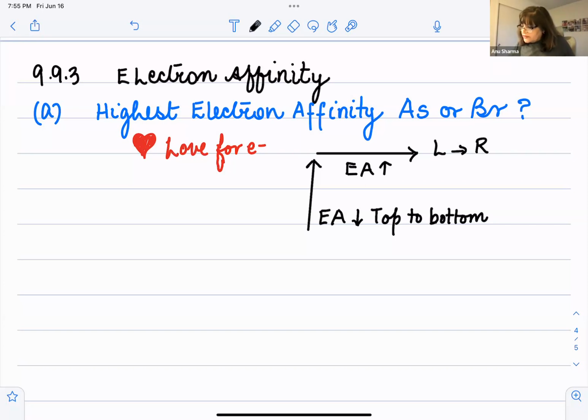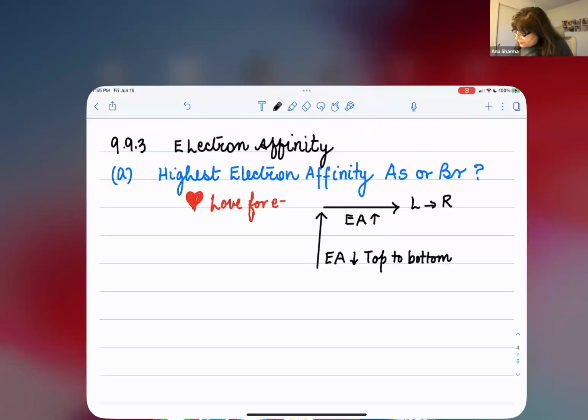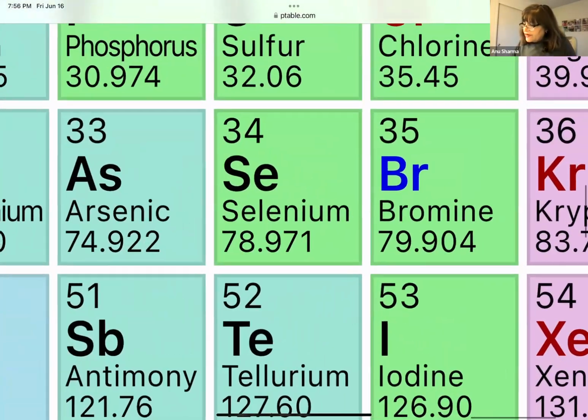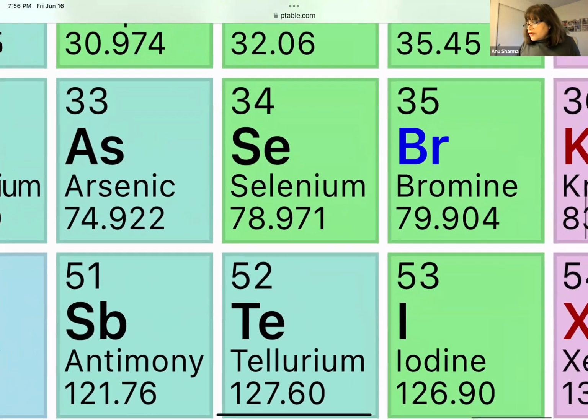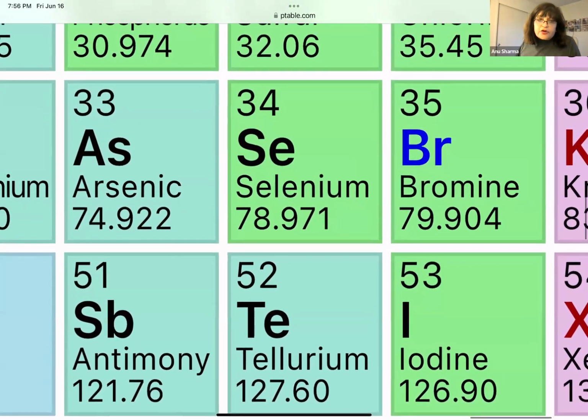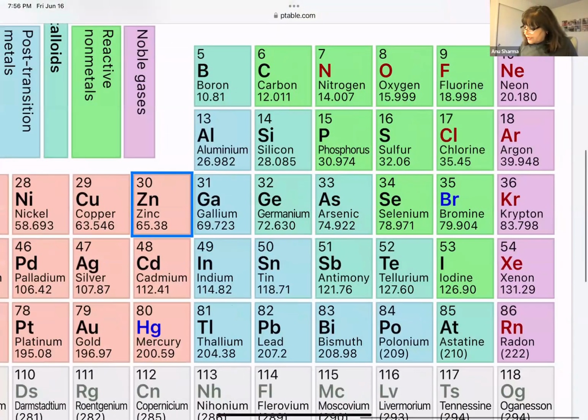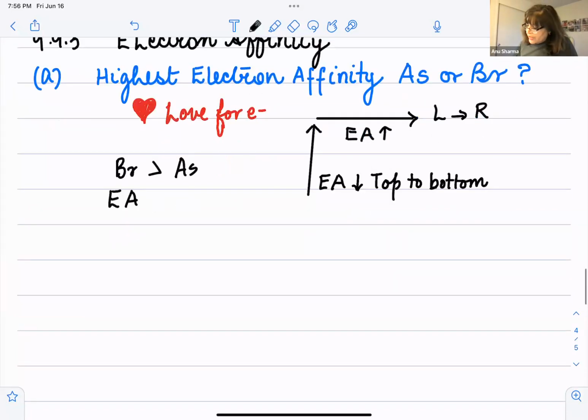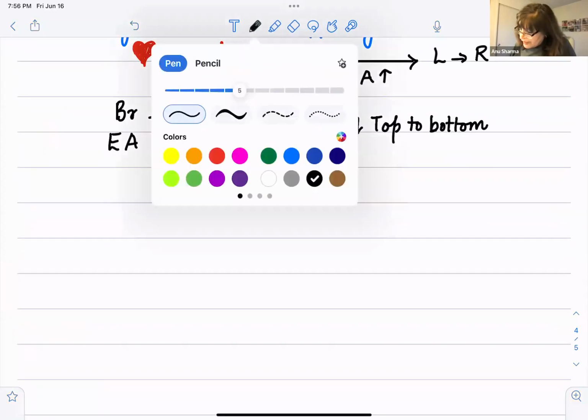So what was the question? I forgot. Oh, arsenic and bromine. Here are bromine and arsenic. Which one will have a higher electron affinity? Bromine, according to that trend. So bromine has a higher electron affinity than arsenic. Arsenic is comparatively lower in the same period. So that finishes chapter 9.